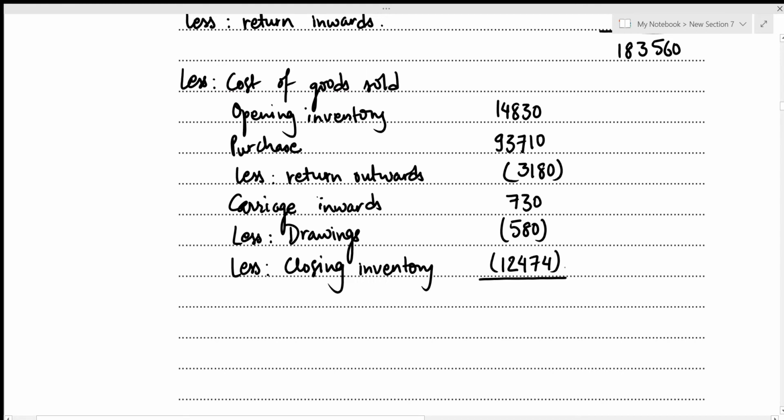Now let's calculate the total value of cost of goods sold. That's going to be 14,830 plus 93,710 minus 3,180 plus 730 minus 580 minus 12,474, which gives 93,036. This needs to be subtracted from the net sales value in order to figure out the gross profit.